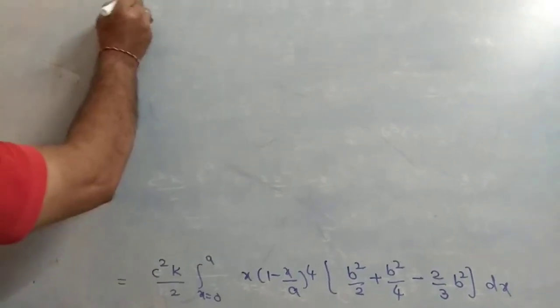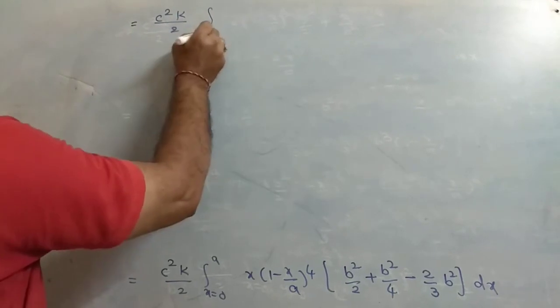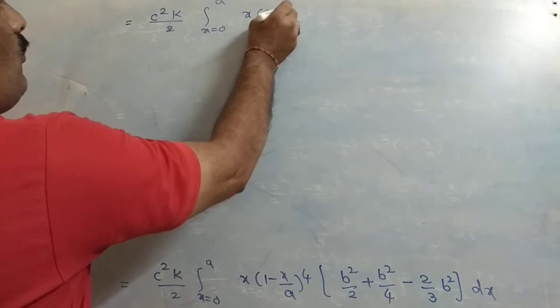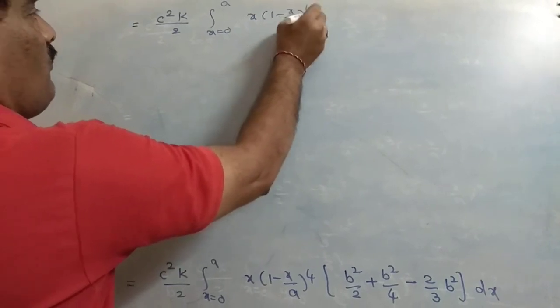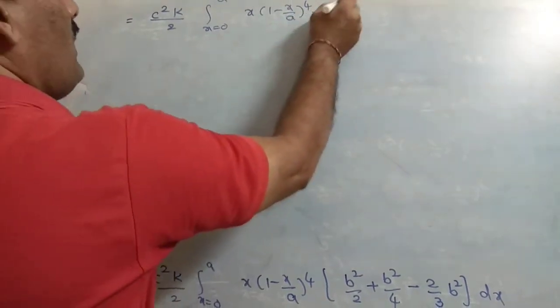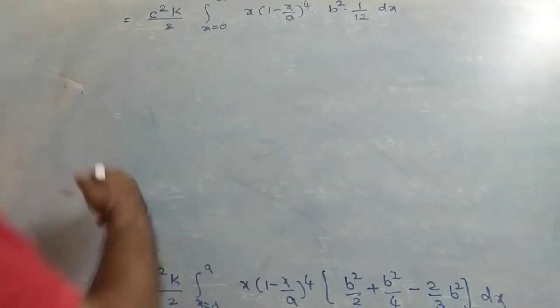Now this is equal to c square into k divided by 2, integral x equal to 0 to a. So it is x into (1 minus x by a) whole power 4. That entire value I can write as b square into 1 by 12. So this is of dx. So that is a constant term.